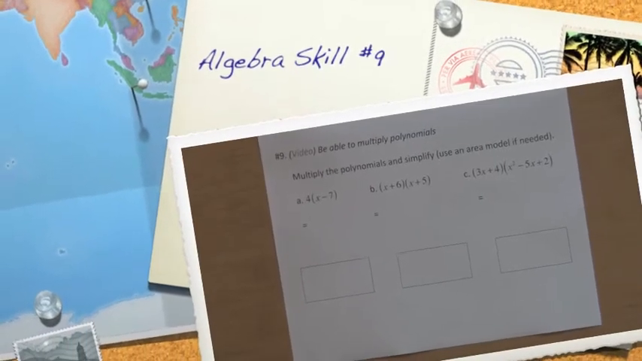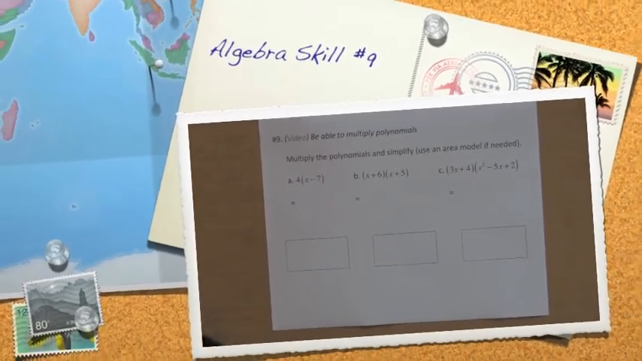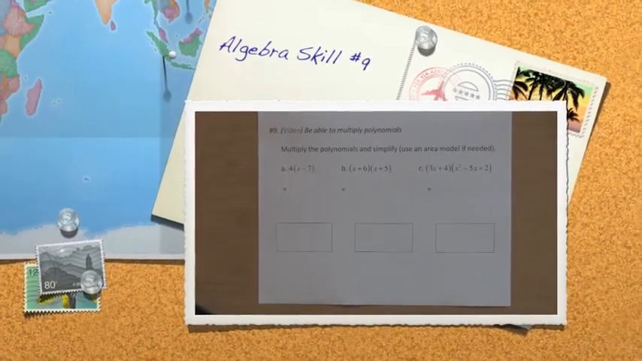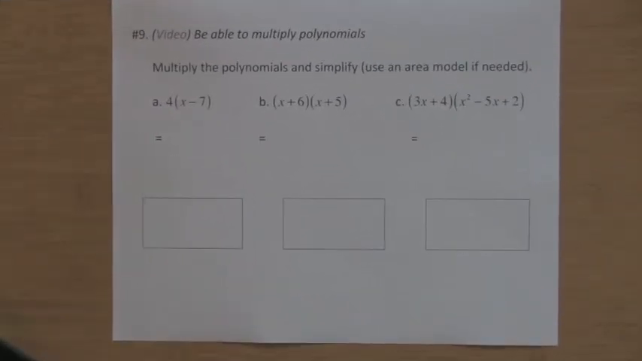Alright, skill number 9, multiplying polynomials. The directions say multiply and simplify and use an area model if needed. I'll show the area model. I think it's a nice way to represent multiplying.